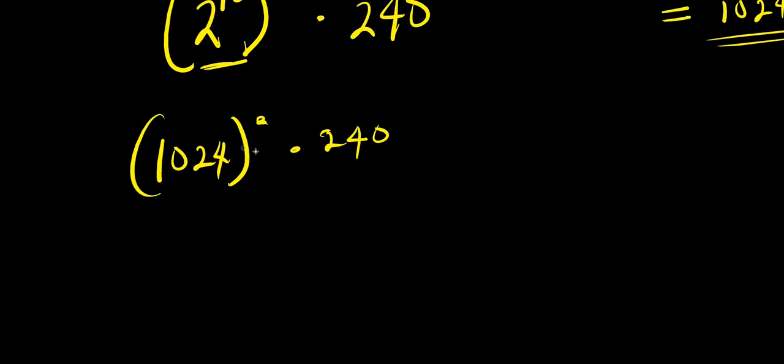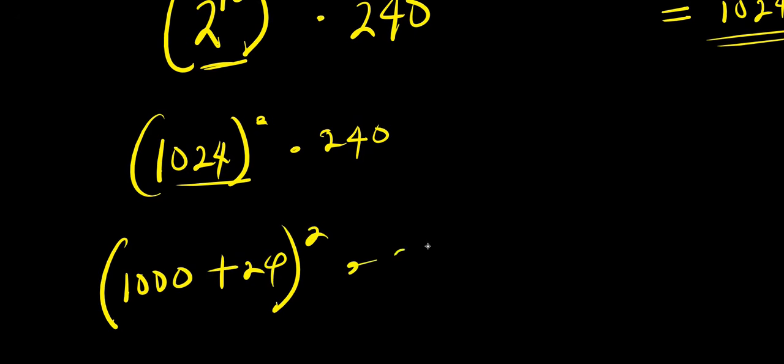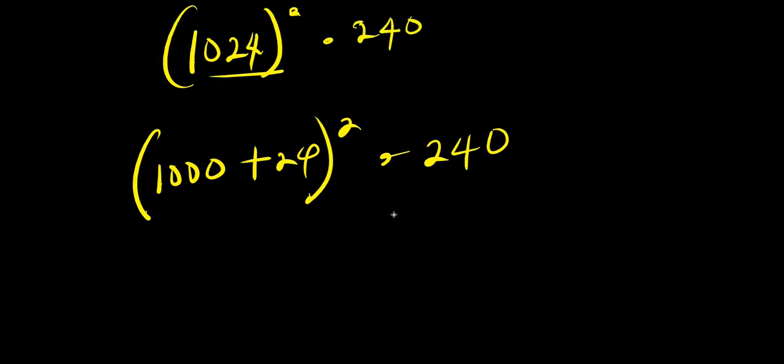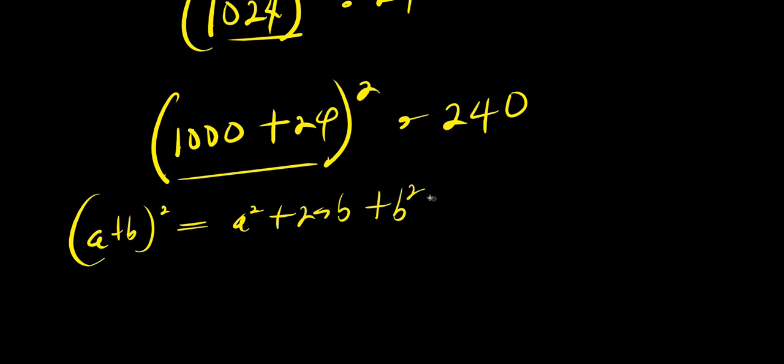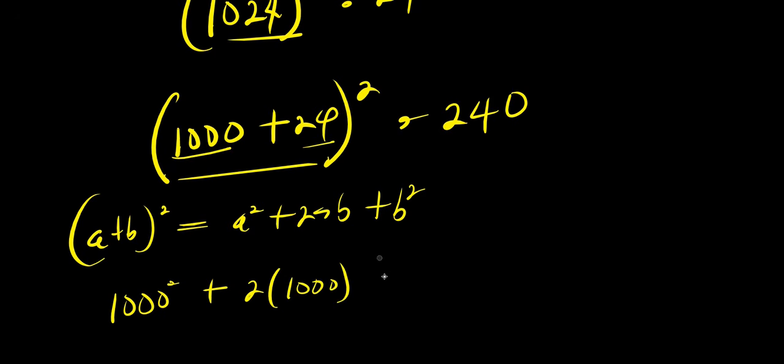So finding the square of 1024, this means 1024 times 1024, or I can express this as 1000 plus 24, that is 1000 plus 24 power 2 times 240. Now, to simplify this, if you have a plus b power 2 equals a squared plus 2ab plus b squared. And your a is 1000, b is 24. So this is 1000 squared plus 2 times 1000 times 24 plus 24 squared.